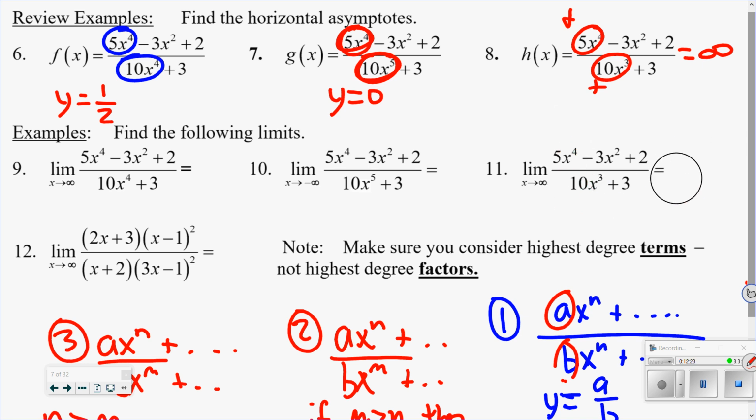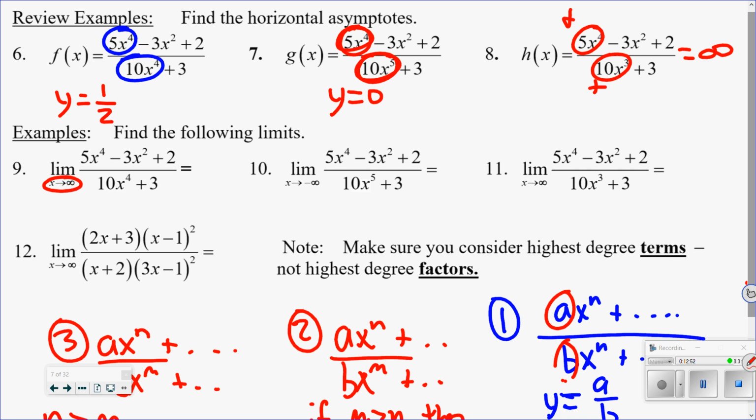Okay, the next 3 problems, notice they're exactly the same functions. The only difference is instead of asking you to find the end behavior, it's written as limits. It's exactly the same thing. So if you look at number 9, it says the limit as x goes to infinity. All that means is, as I go to the right, does the function approach a number? In other words, does it have a horizontal asymptote? So limits at infinity are exactly the same as end behavior. It's just what we found up above.